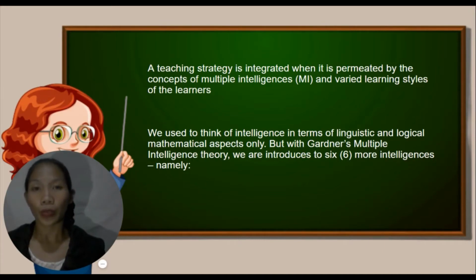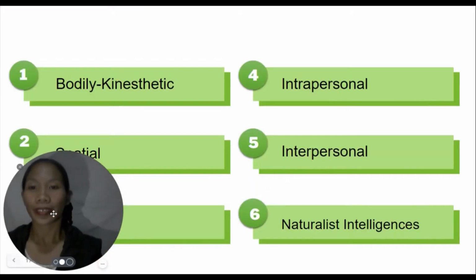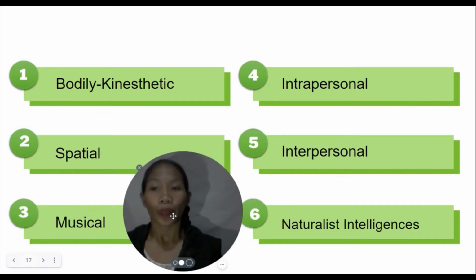We used to think of intelligence in terms of linguistic and logical-mathematical aspects only. But with Gardner's multiple intelligences, we are introduced to 6 more intelligences. So what are those? We have here the bodily-kinesthetic intelligence. When we say bodily-kinesthetic intelligence, that person has the ability to control one's body movement and can also handle objects skillfully. An example of that is a person who can dance, so he or she is a dancer.